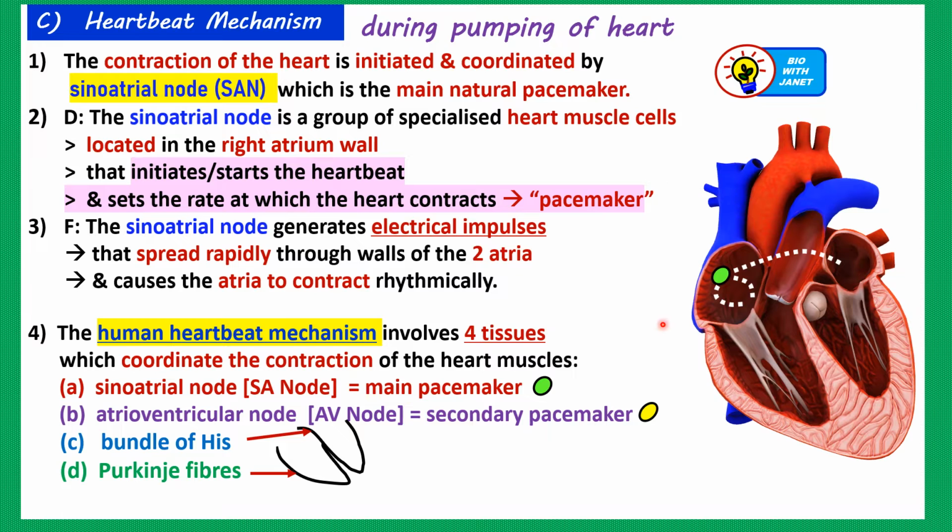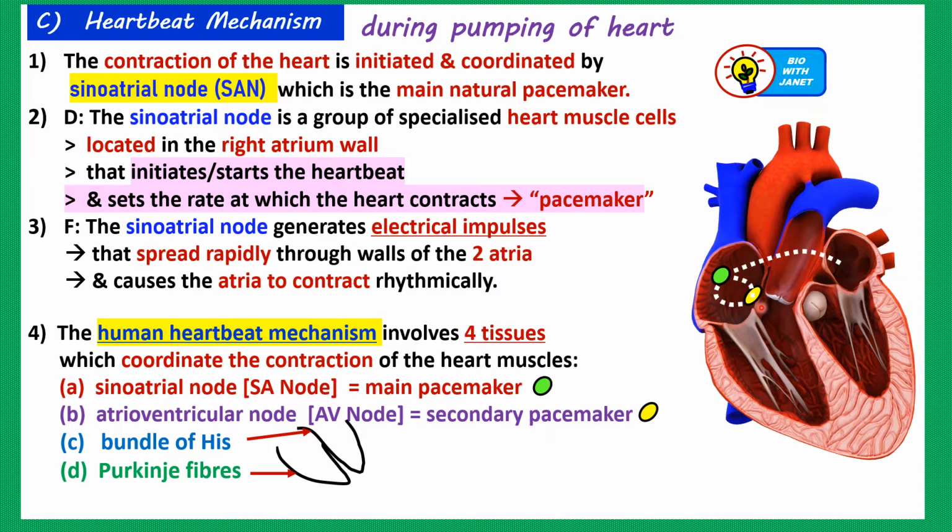Apart from the sinoatrial node, there are 3 more tissues involved in the heartbeat mechanism, which help to coordinate the contraction of the heart muscles. We have the atrioventricular node, which is called the secondary pacemaker. The sinoatrial node is the primary or main pacemaker, and the atrioventricular node is sometimes called the secondary pacemaker. Now, this is not mentioned in the book, but why is it called the secondary pacemaker? In case the sinoatrial node fails to function, the atrioventricular node can help to generate the impulses, but the effect is a bit different from the sinoatrial node.